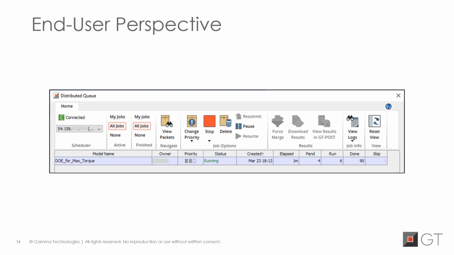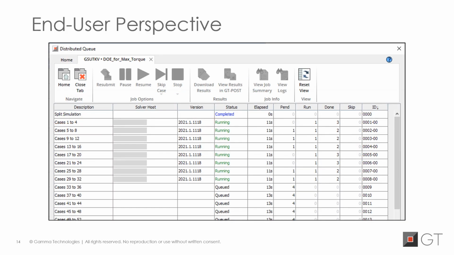For those of you familiar with our distributed queue interface, you'll find that the experience is again identical to running distributed locally, except that you are pointing to an IP address in the cloud. All of the same job management tools are available, and you can still see all of the details of each individual packet as well as the solver outputs.